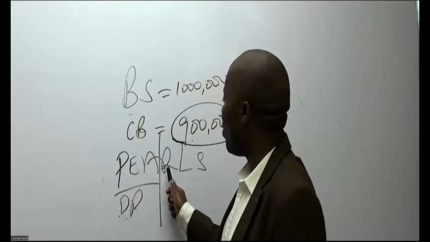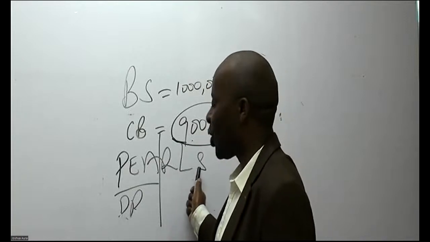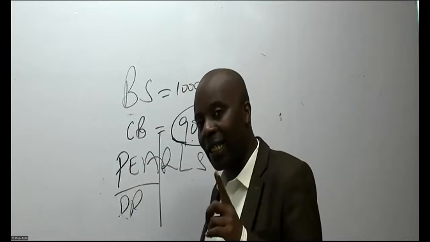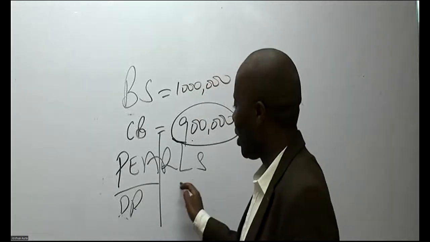And then we have revenue, liabilities, and share capital. Revenue, liabilities, and share capital. Whenever they increase, we do the opposite. We credit.